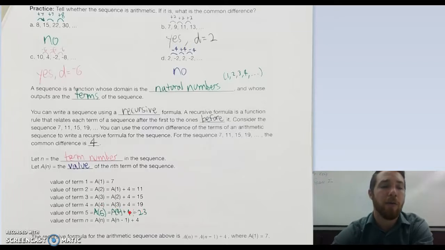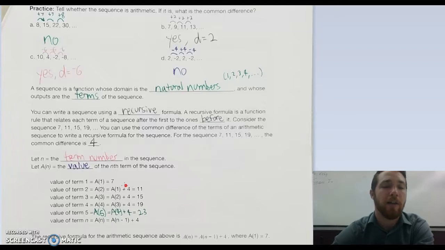And if we're filling in our own step, to get the value of term 5, that's a of 5, I find that by taking the previous term, your fourth term, a of 4, and I add 4 to that value. So 19 plus 4 gives us 23.